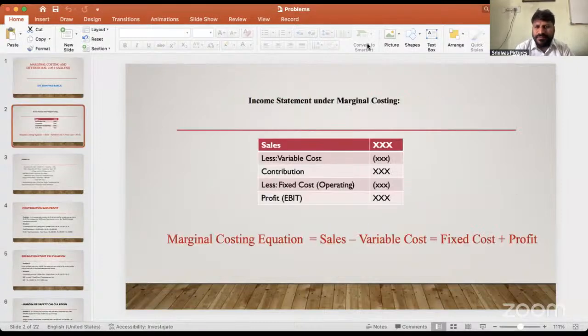First problem. With the help of the income statement under marginal costing: sales minus variable cost is equal to contribution, and less fixed cost, that is operating fixed cost, operating expenses. After that, profit. This is EBIT, it is nothing but profit. Generally, the marginal costing equation we show like this: sales minus variable cost is equal to fixed cost plus profit.